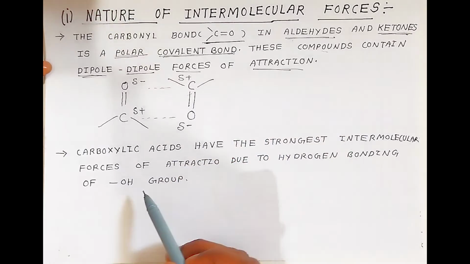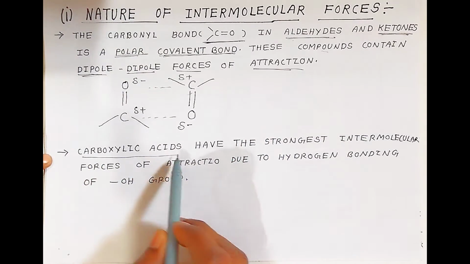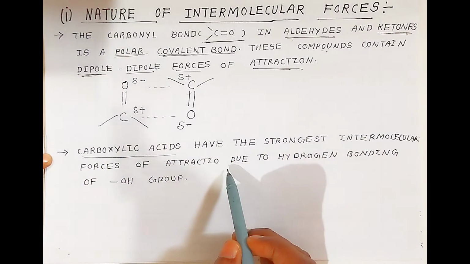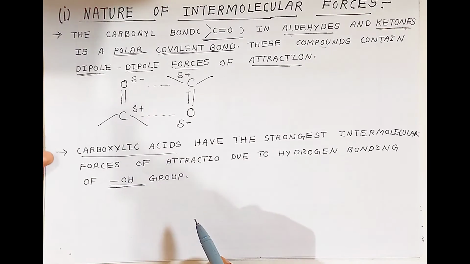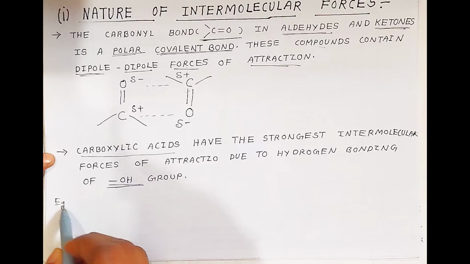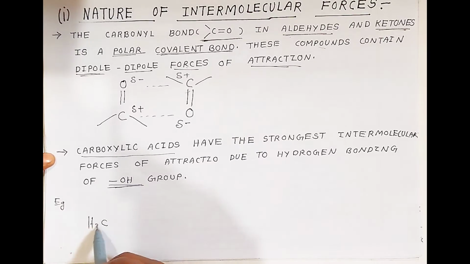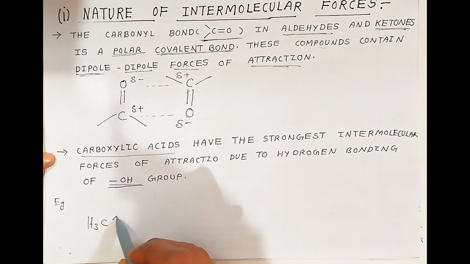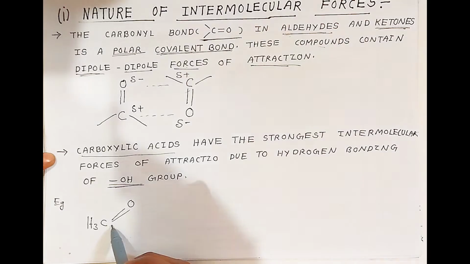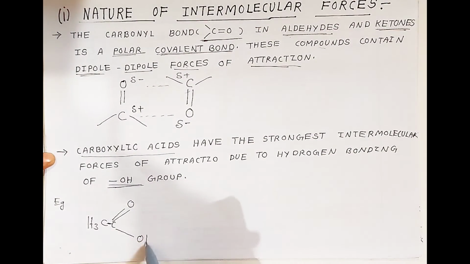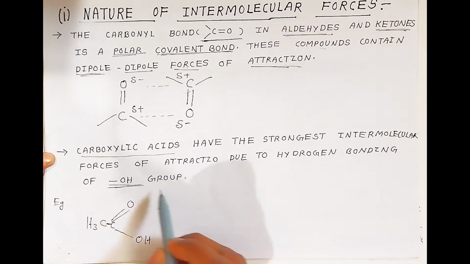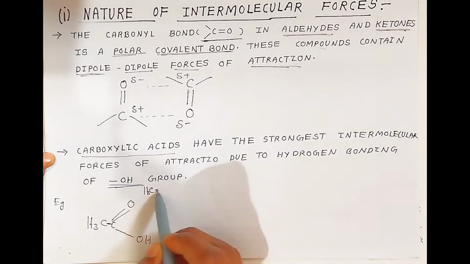Now students, when you come to carboxylic acid, carboxylic acid has the strongest intermolecular force of attraction due to hydrogen bonding of the hydroxyl group. See students, one example I am giving you is acetic acid, CH3COOH. Here there is a carbon with C=O, and here it is OH. In short we write CH3COOH.